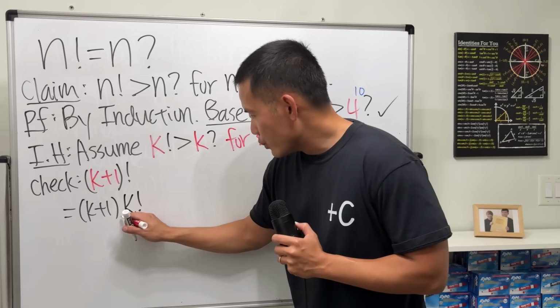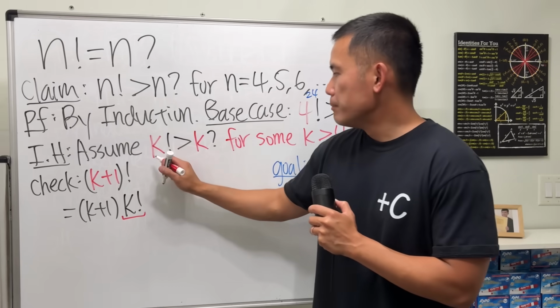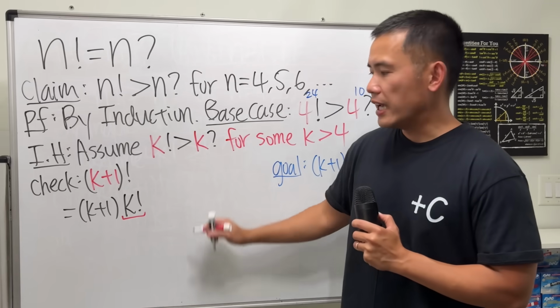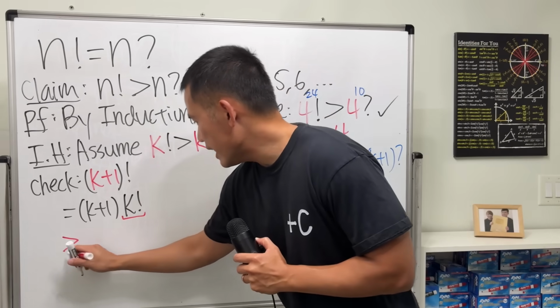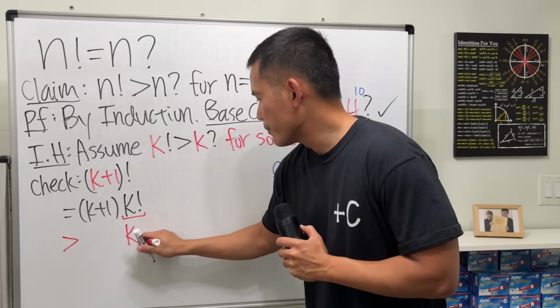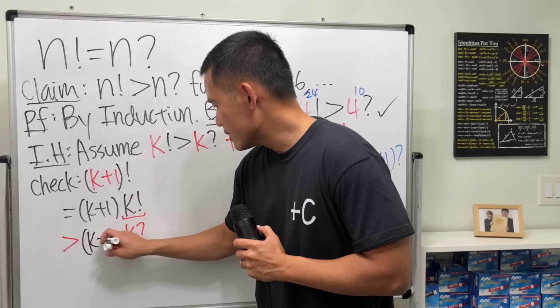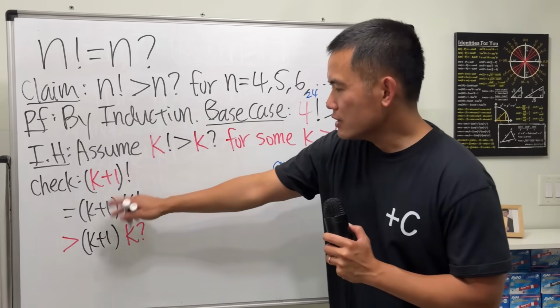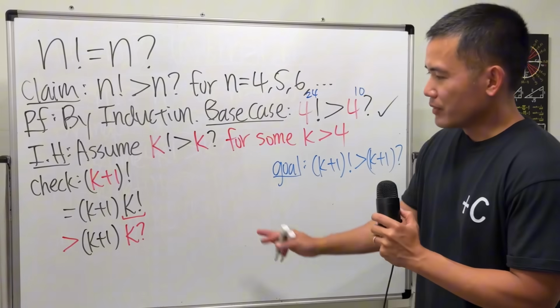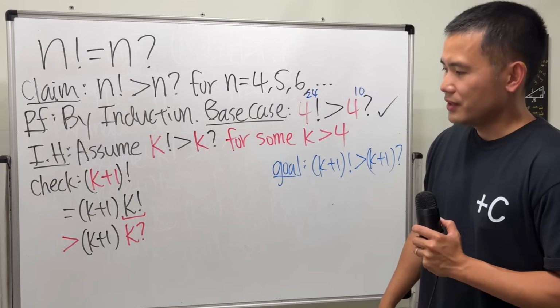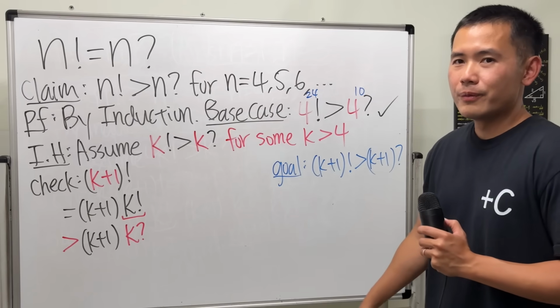But notice, we have this k factorial here, and by our assumption here, we can say this is greater than k terminal, which is quite nice. And bring this down. And everything's positive, so the inequality works nicely. Good. Now, how can we continue though?